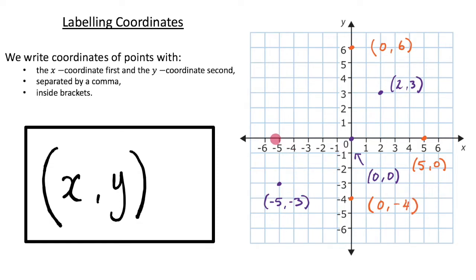Let's do one more for good measure. How about this one right here? Well, this time I've gone left 5 units, so I'd say negative 5, but I haven't gone up or down, so it's going to be 0. So hopefully you've gotten all those examples down. Let's now move on to our next slide.